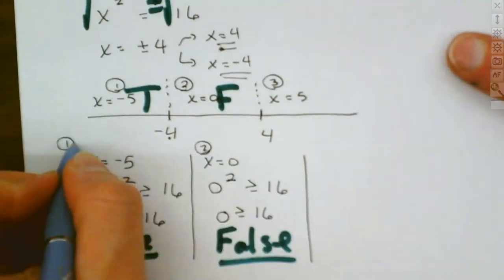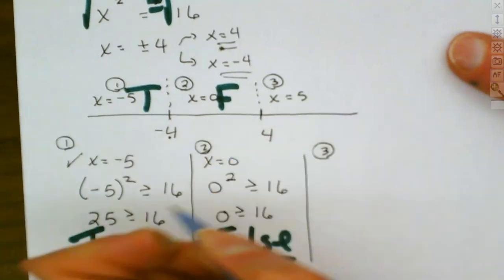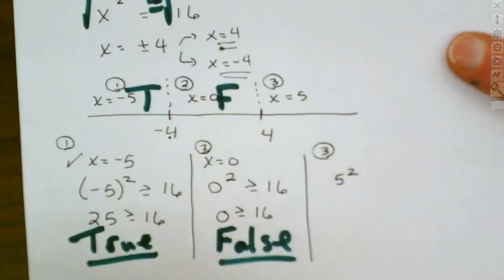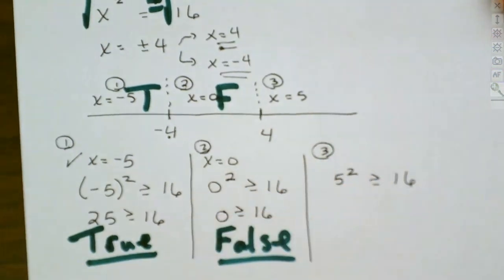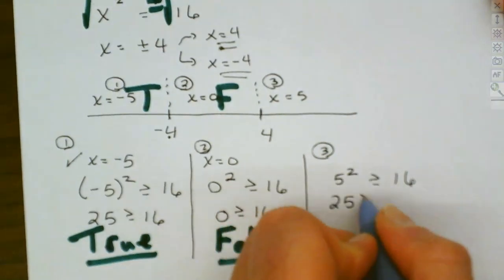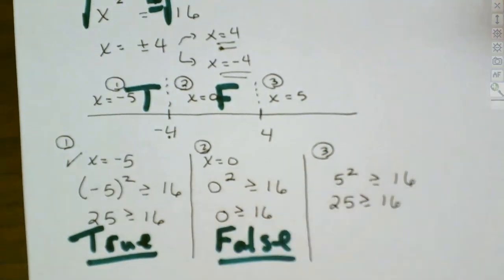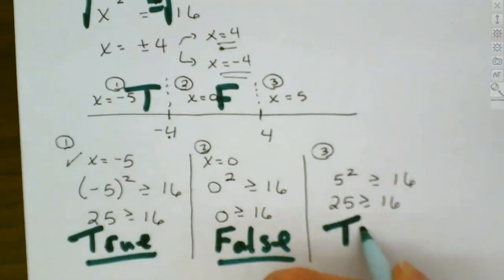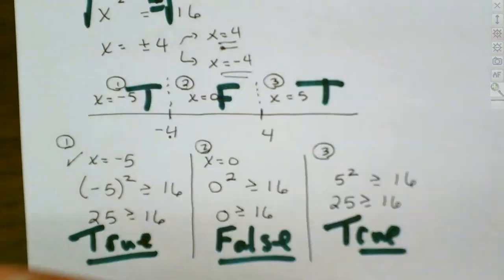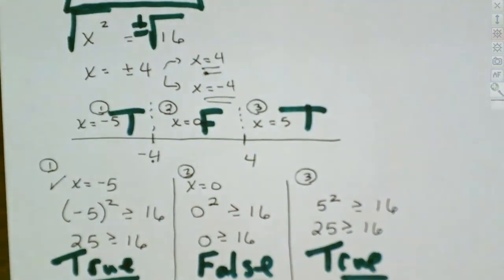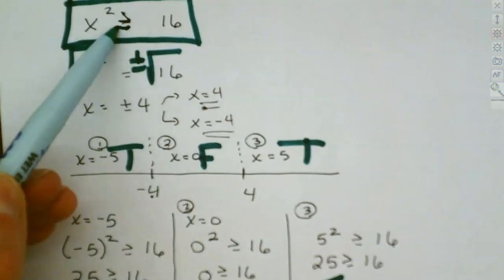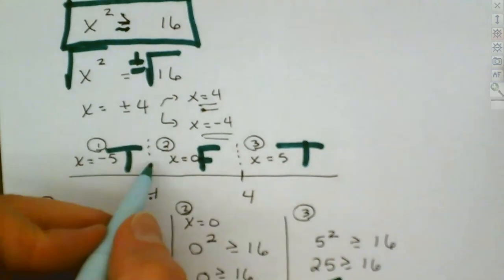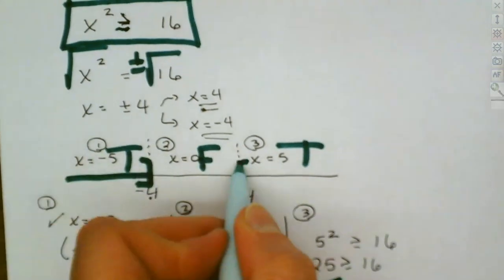What about region 3? Let's check 5. Well, 5 squared is what? 25. And is 25 bigger than 16? Yes, it is. So that's true. Now, where do we shade? True regions. And if we go back up and look, it is greater than or equal to, so that means we need square brackets. So it looks like this.